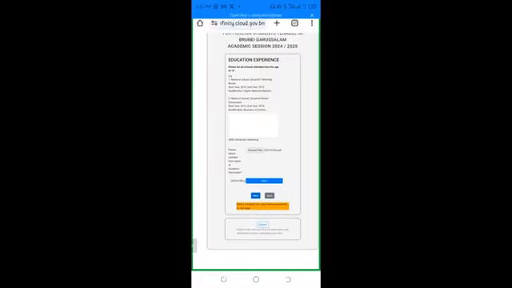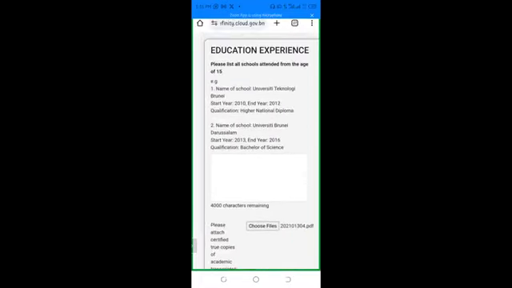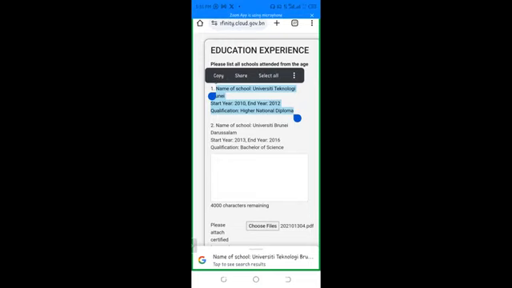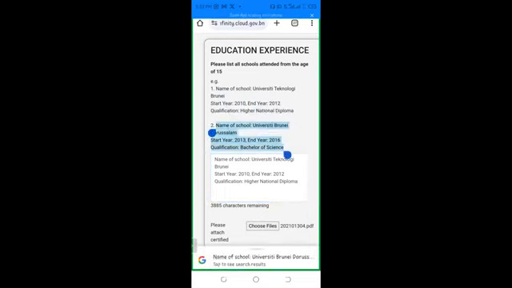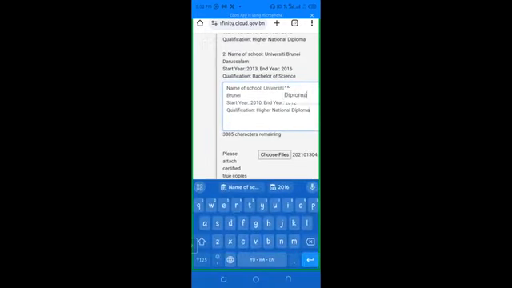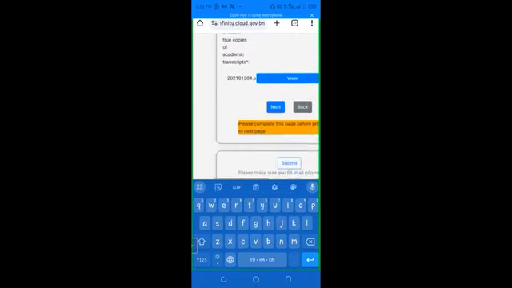Okay. They're asking me to write down something. Please list all schools attended from age 15. So they want me to enter details like this. They are citing examples like this now. Name of the schools, the year I started, the qualification I had. So that I'll be fast, I will just copy what they just put down there. And then the next one too, if there is any other school, like for example, if you attended Bayero University in Kano, you can just fill it in. Secondary school too, fill it in. And then click on next.